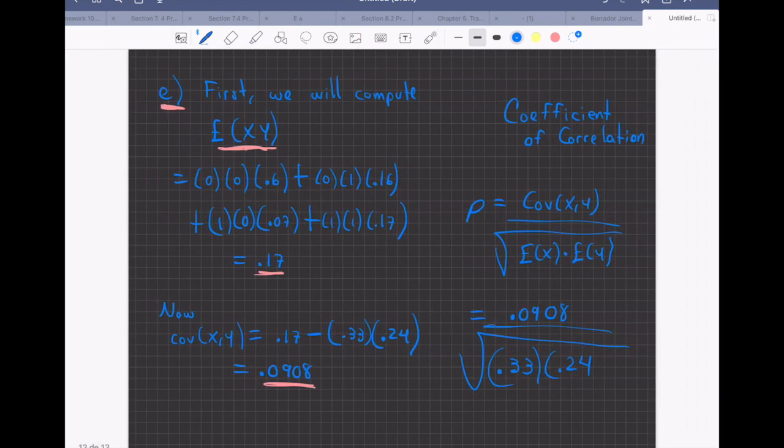No, I'm sorry, I made a mistake. It's not the mean of x. It's the variance. I'm really sorry. It's the variance of x times the variance of y.